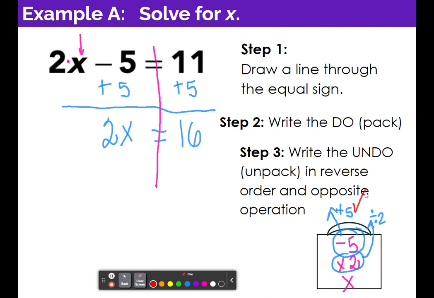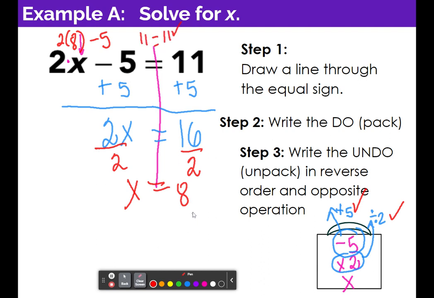And so I did the +5. Now I got to unpack and divide by 2 to get rid of this 2. And there you go. Those are the 2 steps. So 2X divided by 2 is X, and 16 divided by 2 is 8. And remember, you can always check. I could put this 8 right here. 2 times 8 is 16, and 16 minus 5 is 11. So both sides are equal when X equals 8.